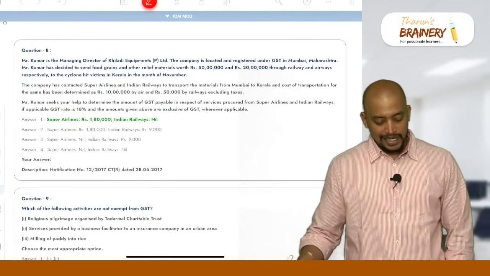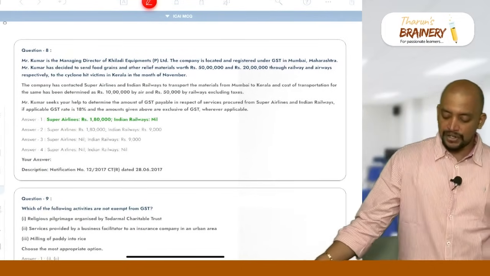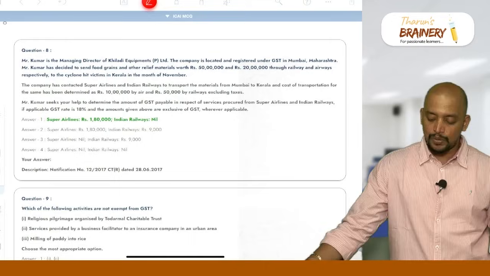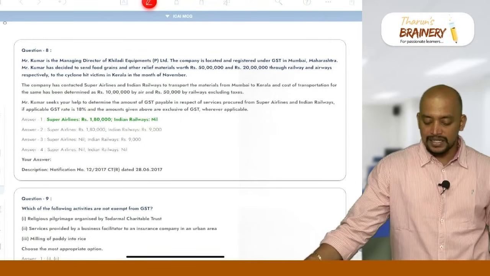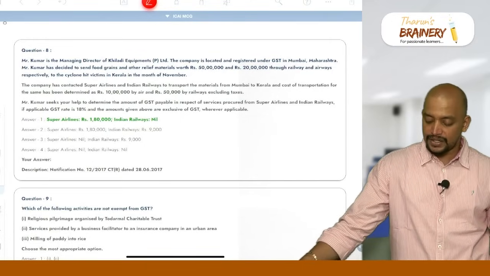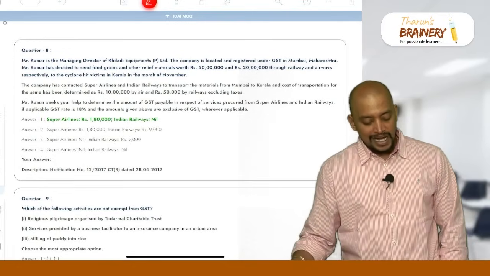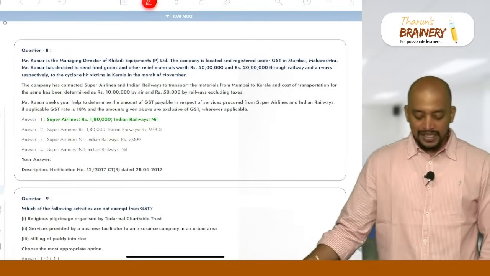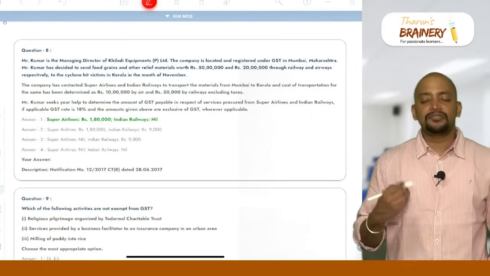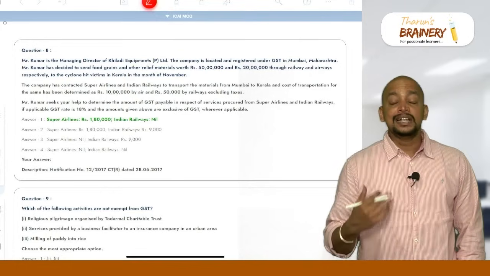Then question number 8. Mr. Kumar is a managing director of Kiladi Equipments Private Limited. The company is located and registered under GST in Mumbai, Maharashtra. Mr. Kumar has decided to send food grains and other relief materials worth rupees 50 lakhs and 20 lakhs through railways and airways respectively to the cyclone hit victims in Kerala. See, actually relief material for natural or man-made disasters is exempted.